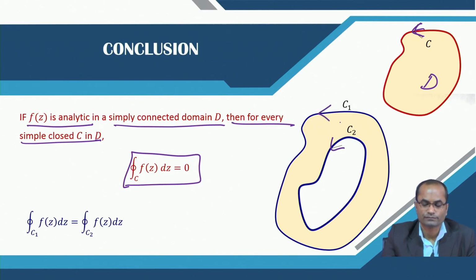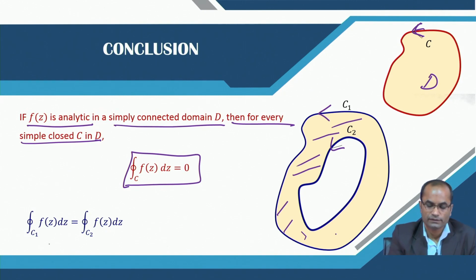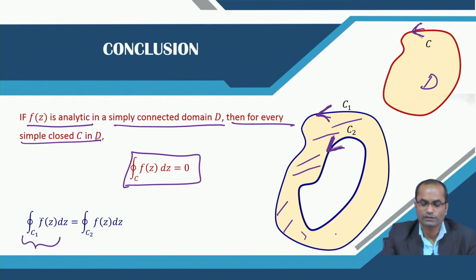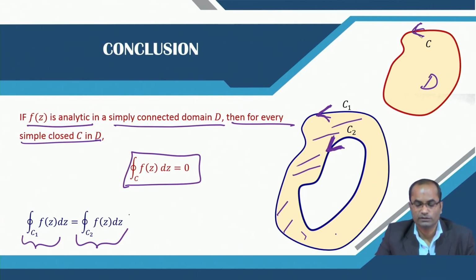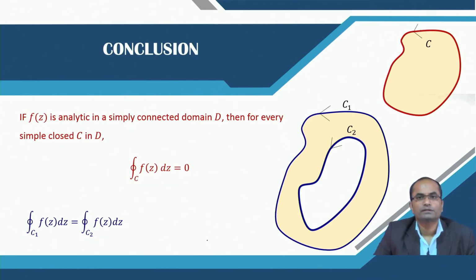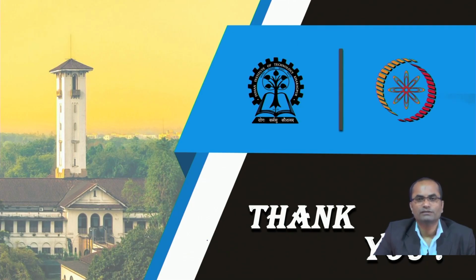So, if we take this multiply connected domain, then that result says, where the orientation is anticlockwise for both the curves, that the integral of f z over C 1 will be equal to the integral of f z over C 2. This is what we have discussed and generalized as one more result based on the previous lecture. So, that is all for this lecture, and I thank you very much for your attention.